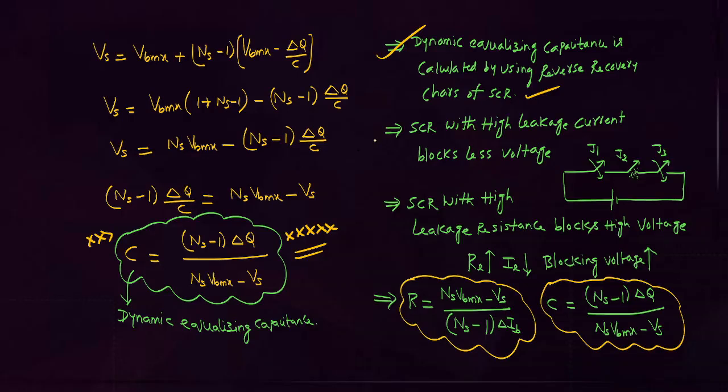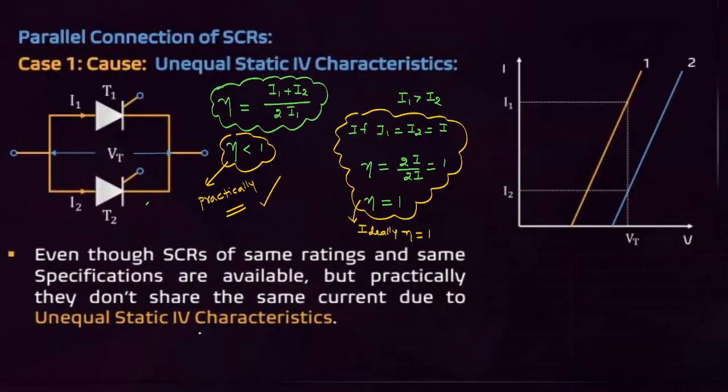An SCR with high leakage current has less blocking voltage. That you know: the leakage current is more, blocking voltage is less. An SCR with high leakage resistance has high blocking voltage. Leakage resistance is high means leakage current is less, and leakage current is less means blocking voltage is more. This is the formula for static equalizing resistance. This is the formula for dynamic equalizing capacitance, where delta Q is the charge difference.